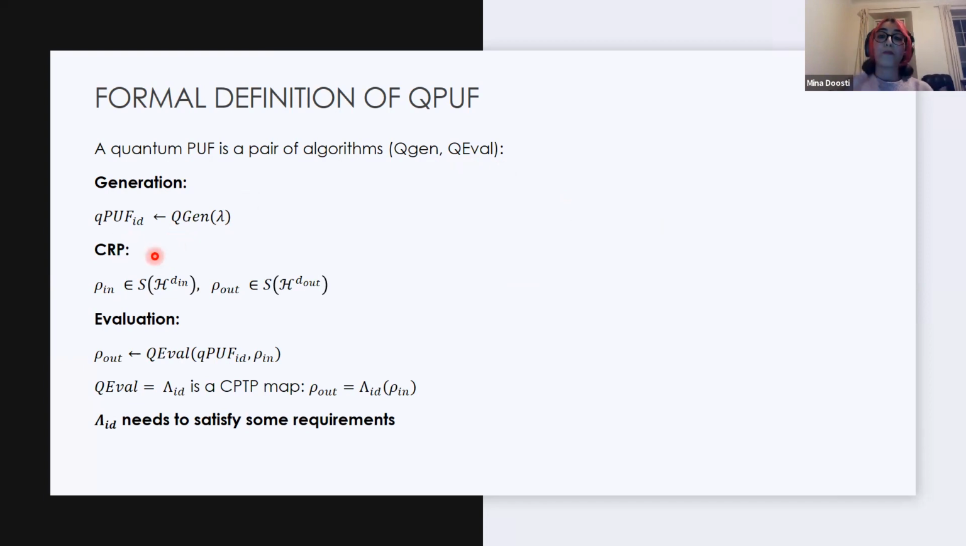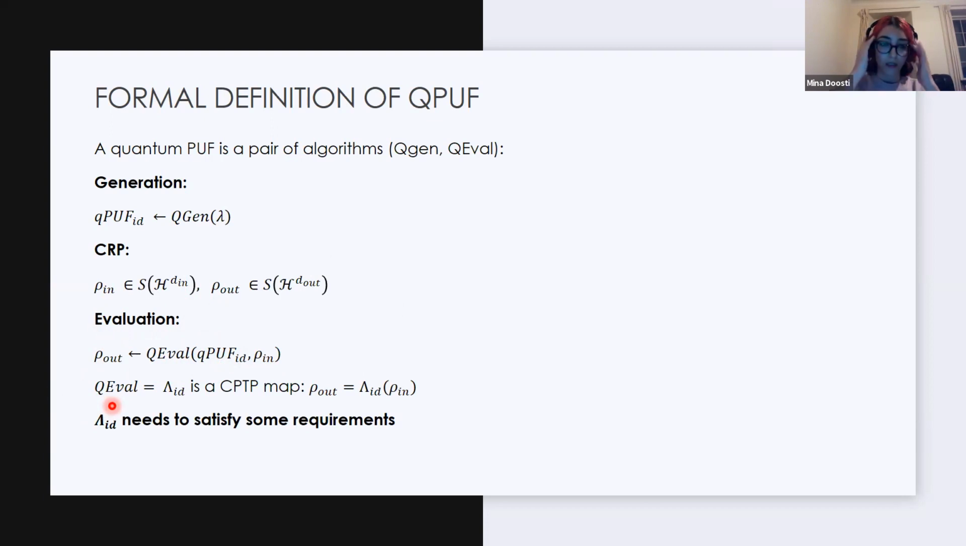The most important property of quantum PUFs in general is that their challenge and responses are both quantum states. You can think of them as density matrices or pure states in Hilbert space, and in general the dimension of this Hilbert space can also be different. The most important part is the evaluation function, an algorithm that takes a specific PUF and the input quantum state and produces the output response, which is also a quantum state. Because we wanted to start from the most general framework, we say that this evaluation function is a CPTP map.